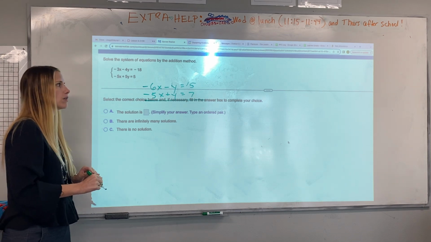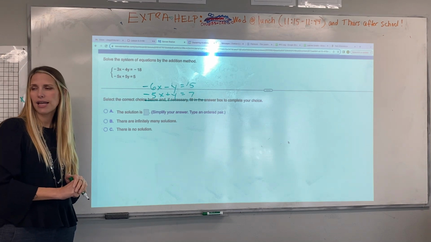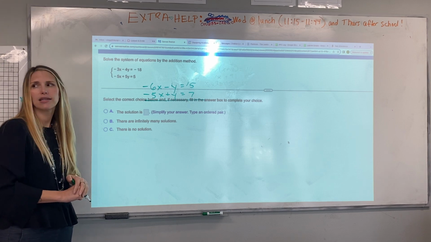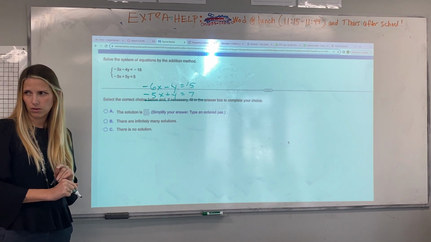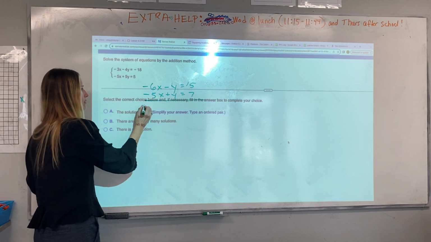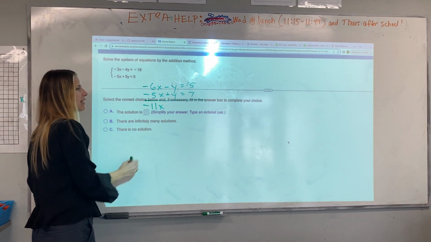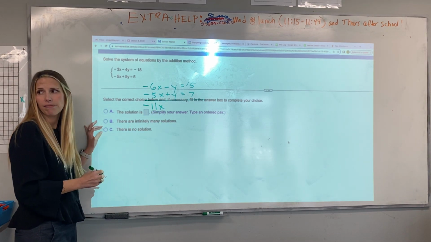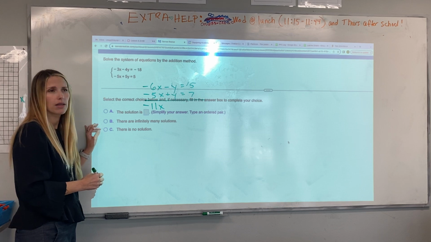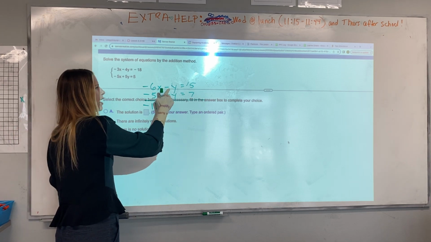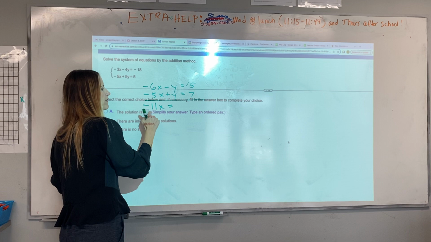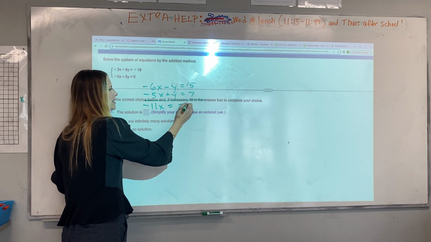Negative 1. Negative 6 plus 11, negative 5. Negative 11. So it's negative 11x, then what? You add 15 and 7 instead. Okay, right, because the positive y and the negative y cancel out, so we have negative 11x equals 22.